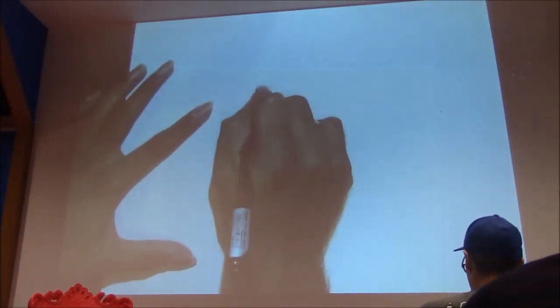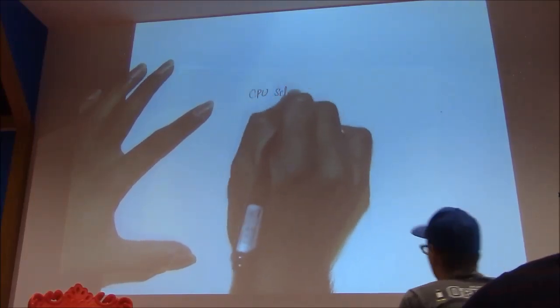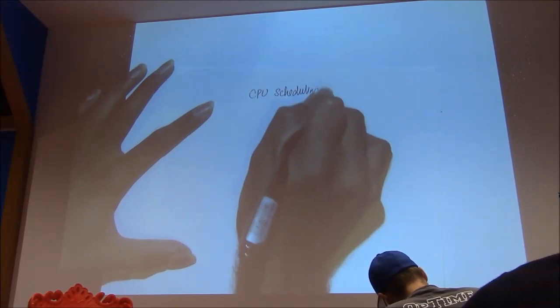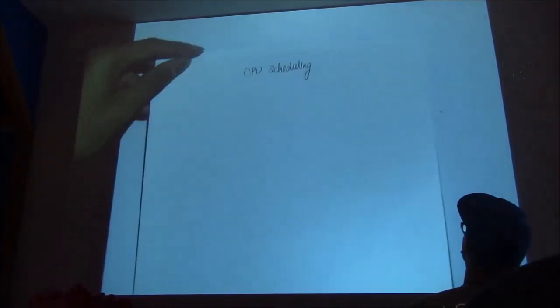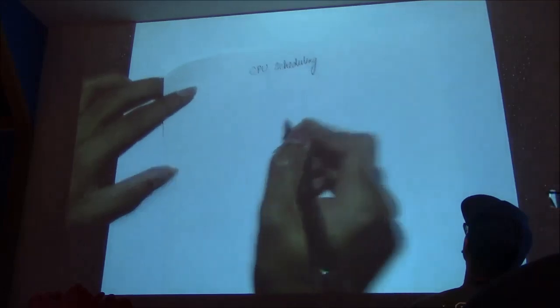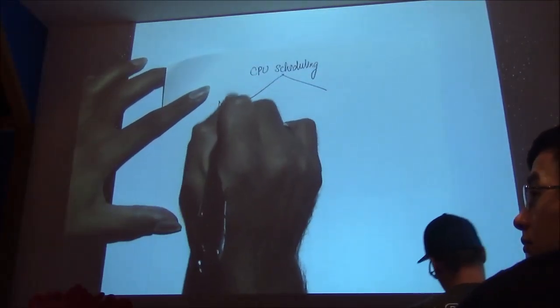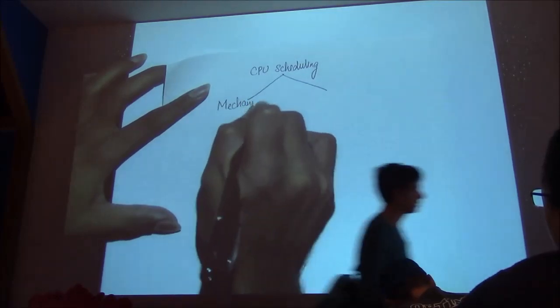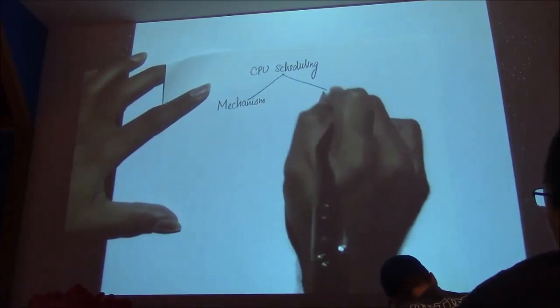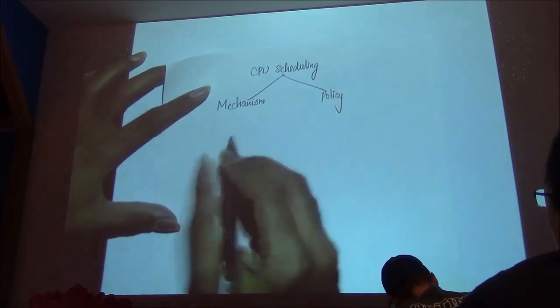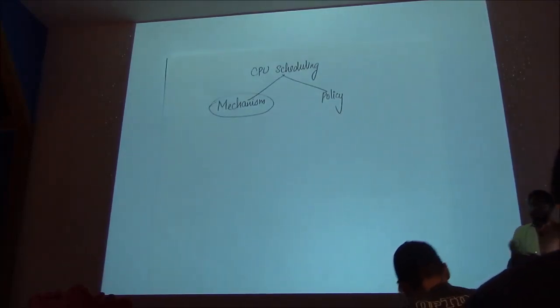In the last class, we started with CPU scheduling, and we saw that there are two things: one is the mechanism, and the other is the policies. We spent almost the entire last class discussing the mechanism, and the key mechanism that we discussed in CPU scheduling is limited direct execution.